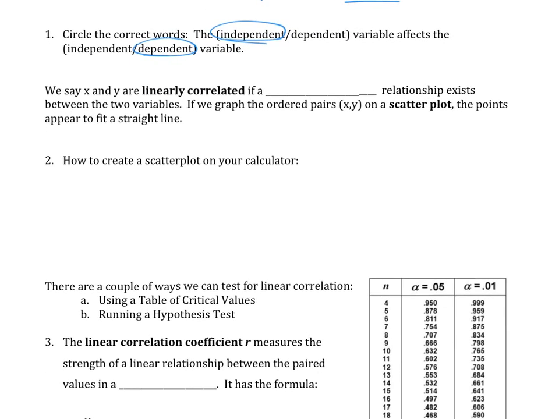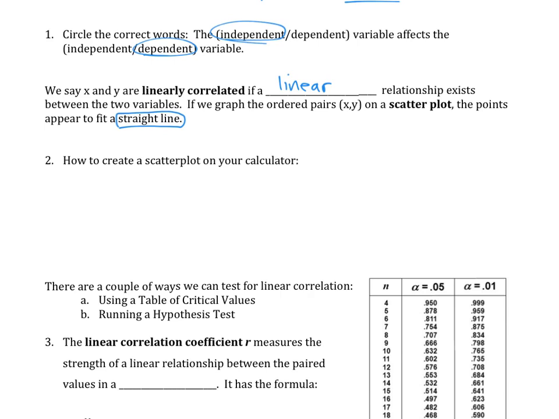Okay, so we say x and y are linearly correlated if a linear relationship exists between two variables. So we're going to look at the graph. If the graph of the ordered pairs on a scatter plot appears to be a straight line, it's called linear correlation, because if you draw the graph of it, it should look kind of like a straight line. So if data forms a straight line, then there's a linear correlation. If data is just random points, then we say there's no linear correlation.